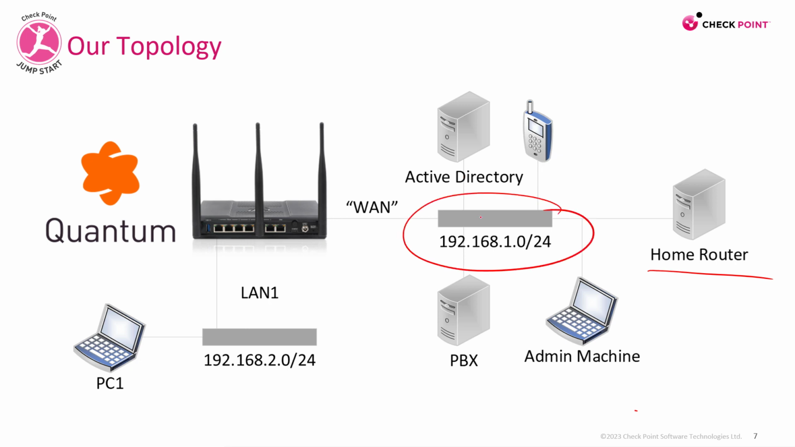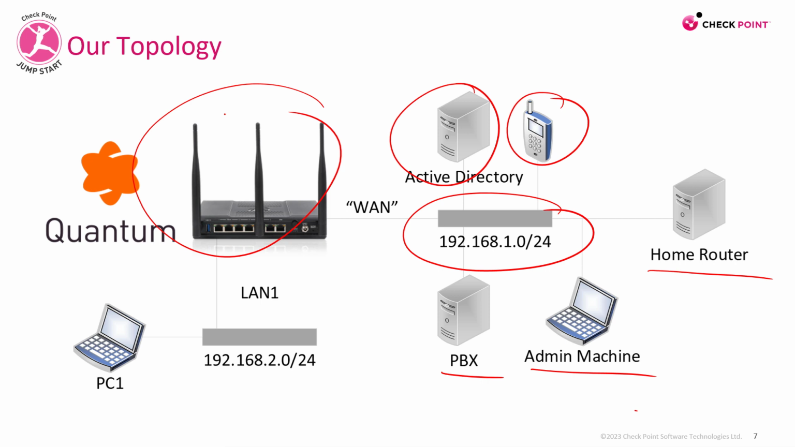The network it's managing is 192.168.1.0/24. It's a Class C network. On this network, I have my own PC, which I'm going to use to manage it all. That's going to be my admin machine. I have a PBX server, which will allow me to conduct voice over IP calls within my network. I have a VoIP phone on my network as well. I have an Active Directory server running Windows Server, so I'm going to use it to create users and then integrate it with my Quantum Spark, which is right here. I have a Quantum Spark device, and it also hosts its own private and protected network behind it with one PC.